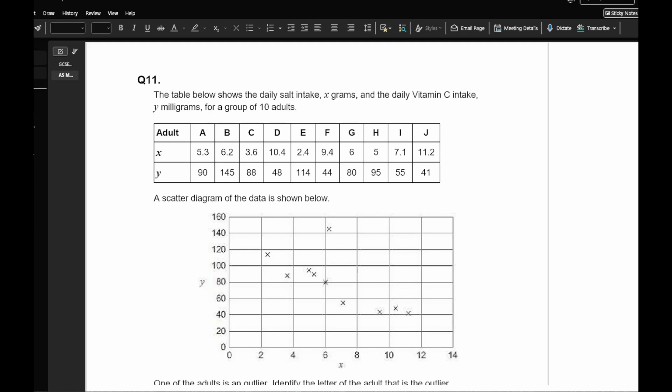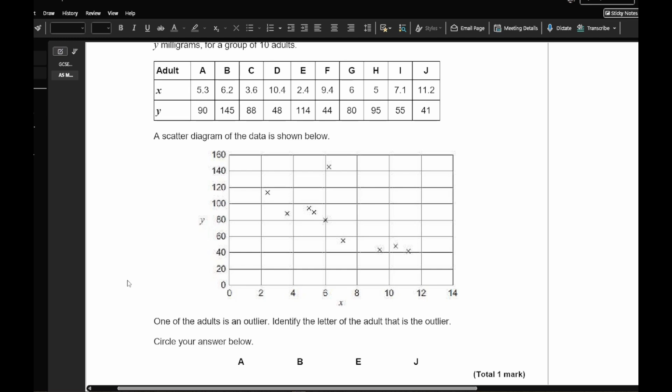So let's get started. Question 11 says the table below shows the daily salt intake in X grams and the daily vitamin C intake in Y milligrams for a group of 10 adults. It says the scatter diagram of the data is shown below, and one of the adults is an outlier. Identify the letter of the adult that is an outlier. We need to circle the correct answer.